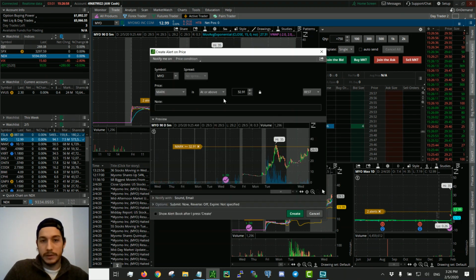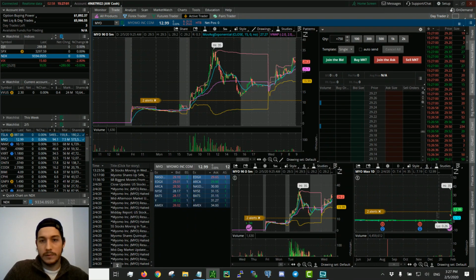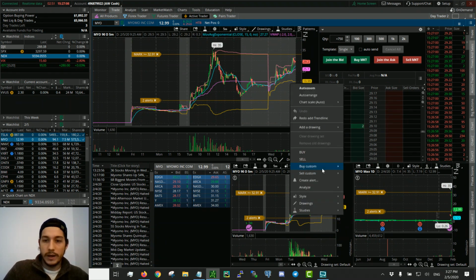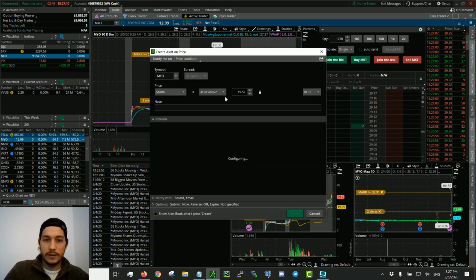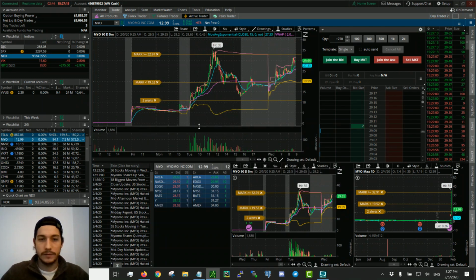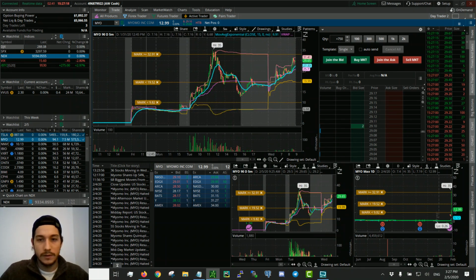Recent reverse split as well. I'm going to put an alert if it goes below 20. I already have a few alerts on this thing, but I like to watch it at different phases. I'm going to remove one of these alerts, cancel this one, and perfect.